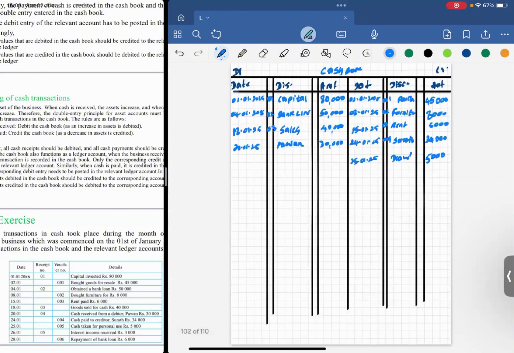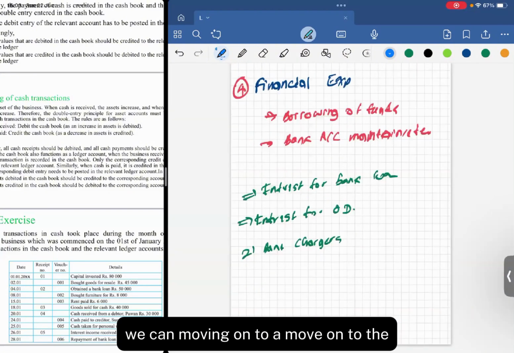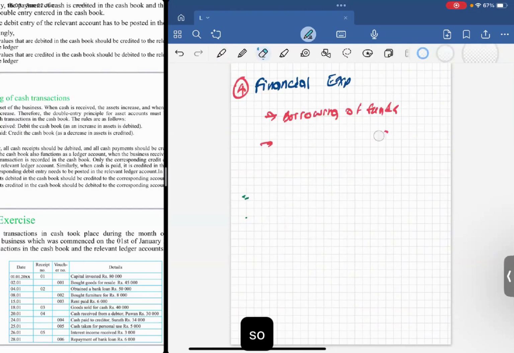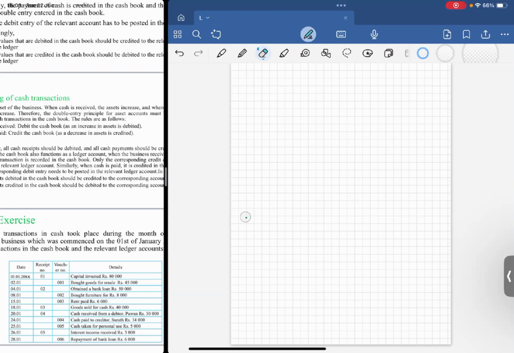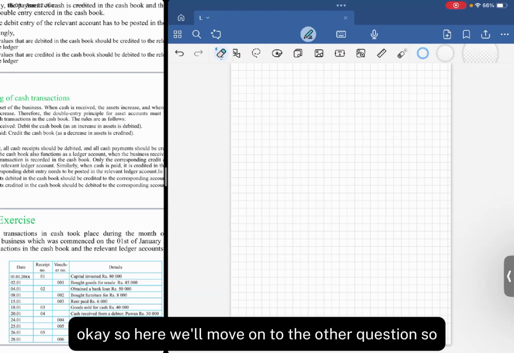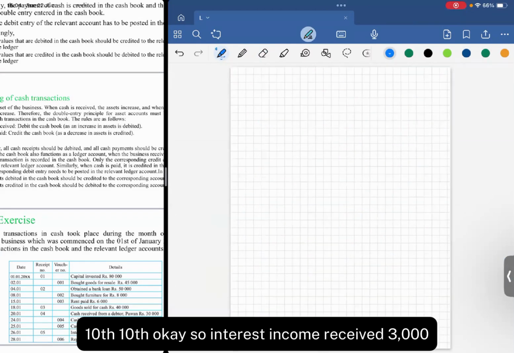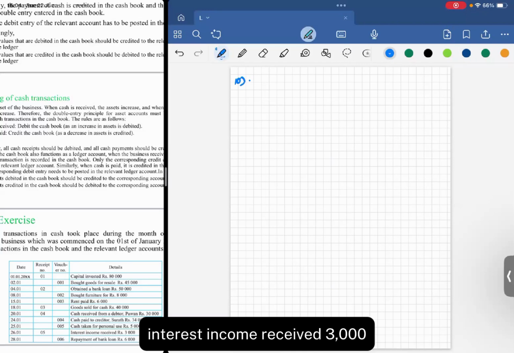And then we can move on to the other questions. Okay, so here we'll move on to the other question. Interest income received, 3,000.